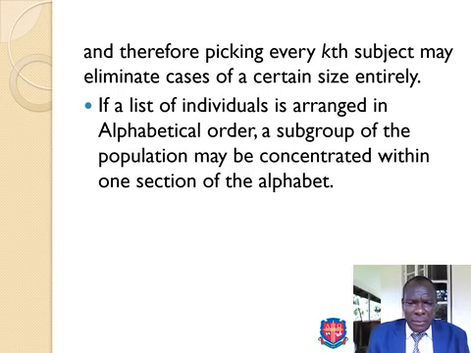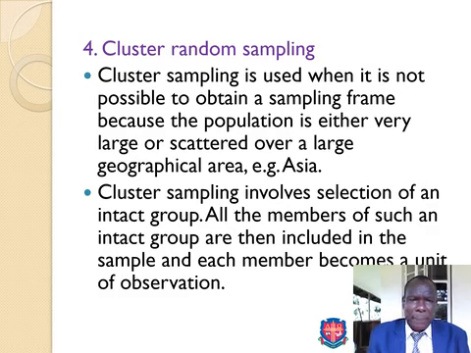So in that way, you will not get that uniqueness that is portrayed by the Ganda. If a list of the individuals is arranged in alphabetical order, a subgroup of the population may be concentrated within one section of the alphabet. This is what I've been emphasizing.